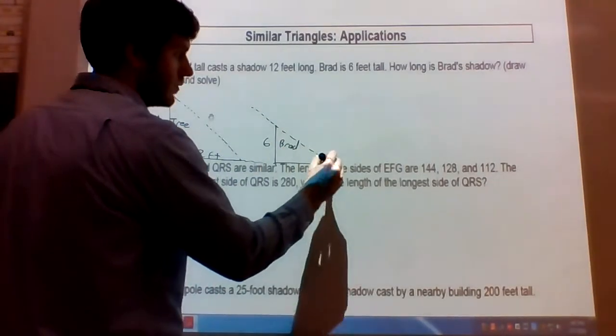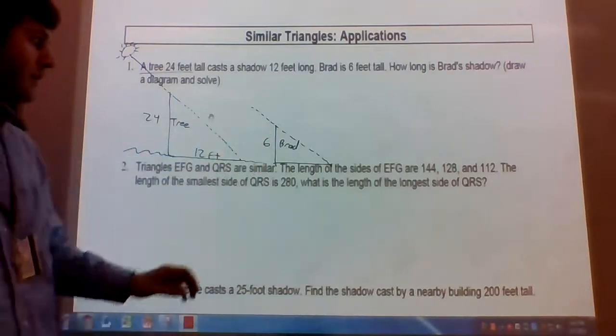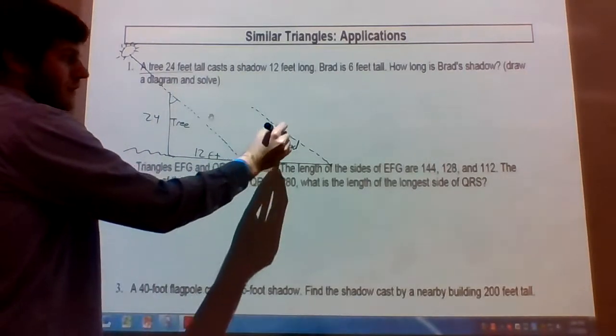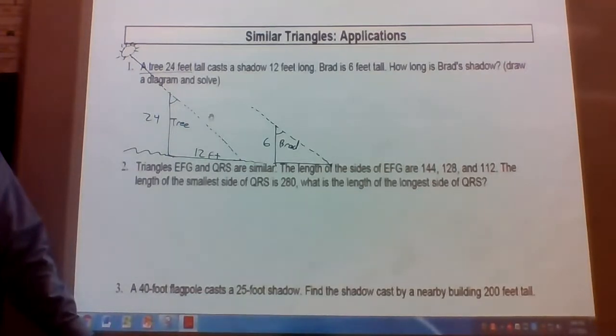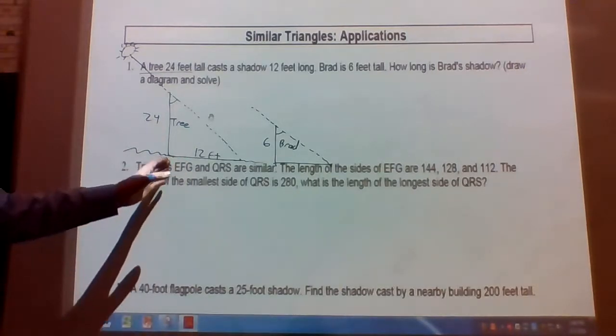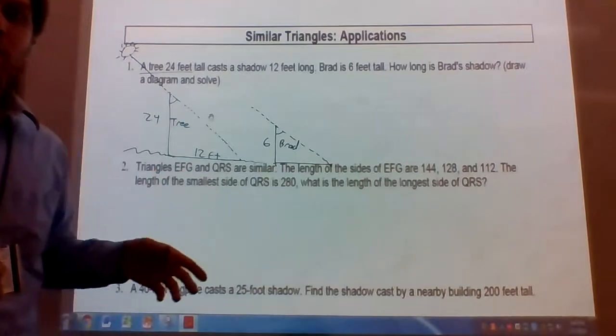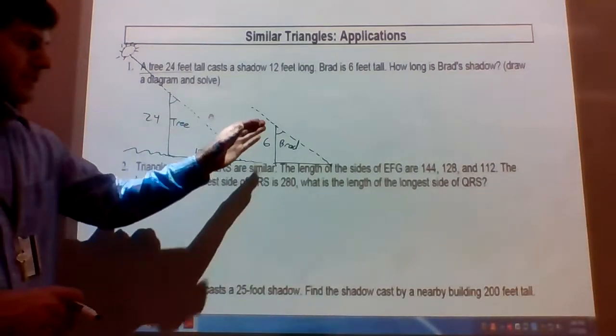Well, if we assume that they're casting a shadow at the same time and generally the same location, we can say that the angle where the light's coming down is going to be at the same angle. The sun is quite far away, and so any difference between where Brad's standing and where the tree is, as long as they're relatively close to each other, the angle of that sun is going to be very similar. It might differ by 0.00002 degrees or something like that, but we can assume it's the same angle.